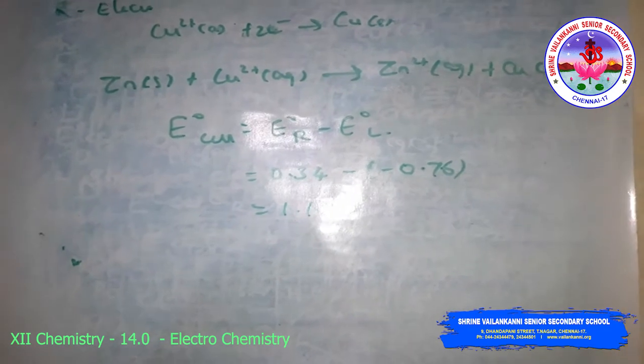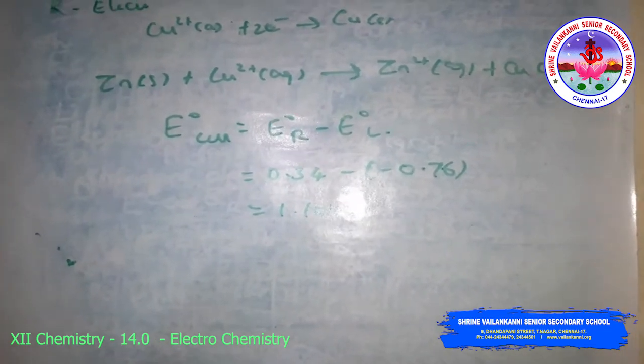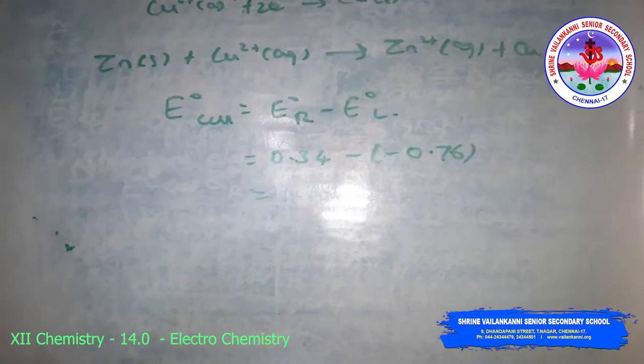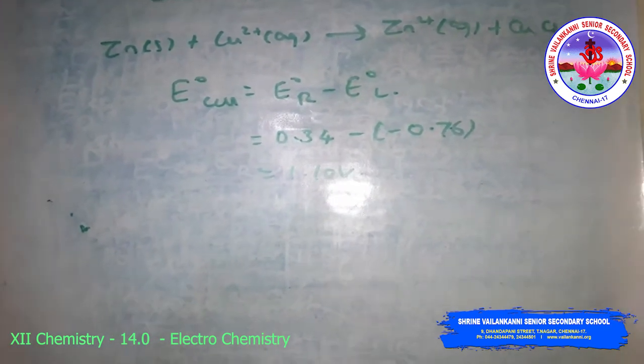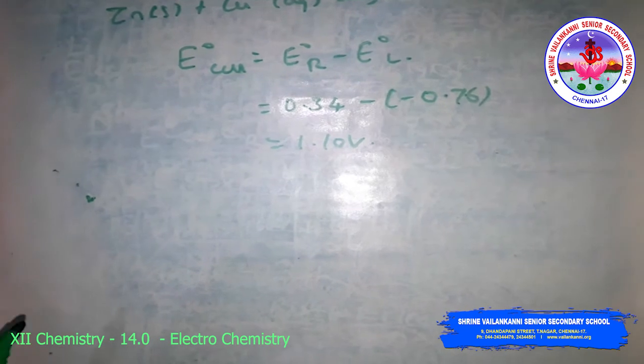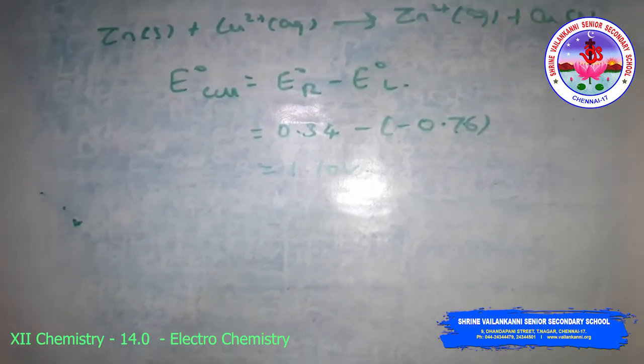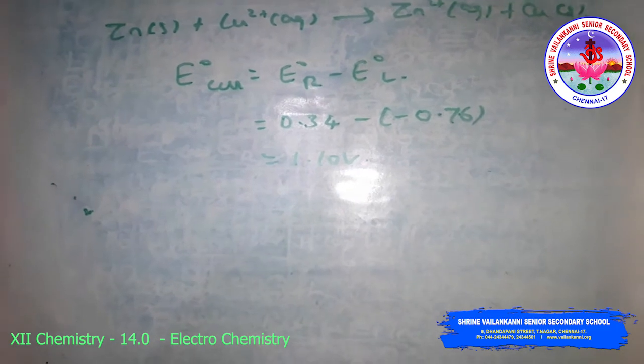Sometimes metals like platinum or gold are used as inert electrodes. They do not participate in the reaction but provide their surface for the oxidation or reduction reaction and for the conduction of electrons. For example, platinum is used with hydrogen.